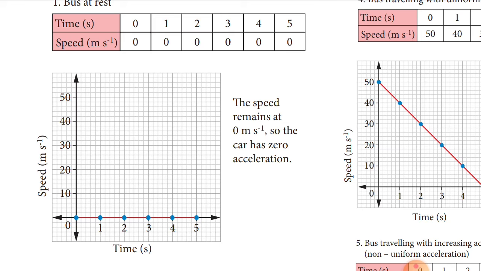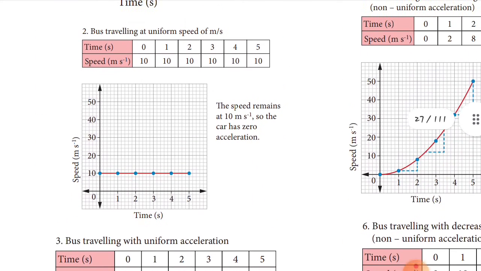So 0 to 0 means here. 0 to 1, 1 to 0 means 1. And 2 to 0 means 2. You plot that value, time value. So here the speed remains 0 meter per second. There are no values. Okay, so the car has 0 acceleration. The car is not moving. This is clear to you, children?